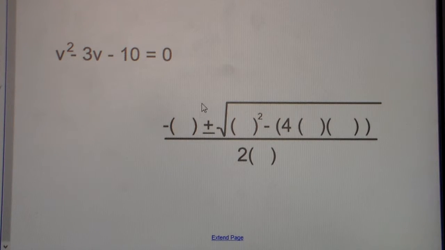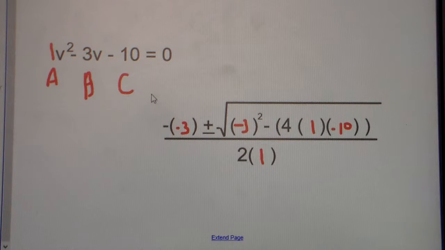We just use inverse operations to solve for it. Now we get our identifiers a, b, and c. Our a, in this case, there's an imaginary 1 in front of that v squared. So our a is 1, our b is negative 3, and our c is negative 10. So we put it into our handy dandy quadratic formula. Minus b, our b is negative 3. b squared is negative 3 squared minus 4 times a, which is 1, times c, which is negative 10. All over 2a, which is 2 times 1. All right, so that's plugging into the quadratic formula.